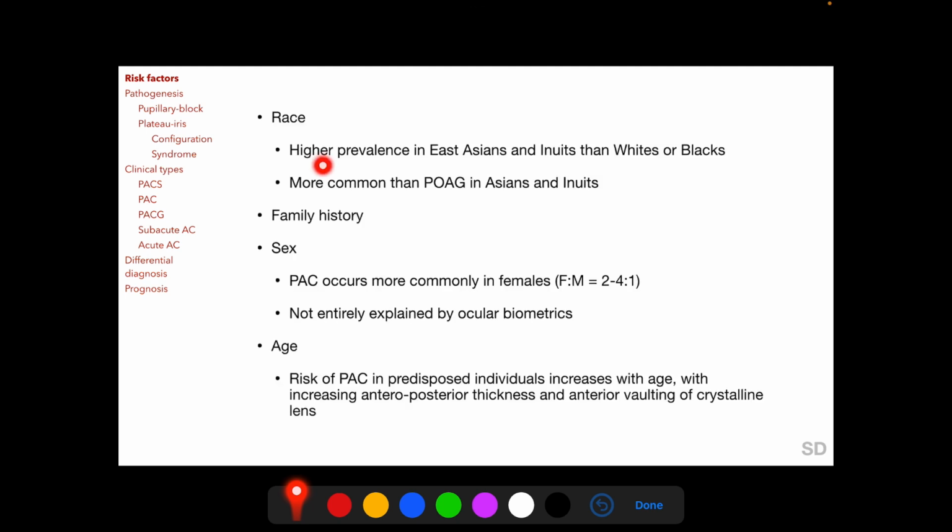Primary angle closure has a higher prevalence in East Asians and Inuits as compared to whites or blacks, and as we have already mentioned, primary angle closure is more common than primary open angle glaucoma in Asians and Inuits. Family history of angle closure predisposes an individual to angle closure, and primary angle closure occurs more commonly in females, but this sex predilection cannot be entirely explained by anatomical predisposition of the eye. Risk of primary angle closure in predisposed individuals increases with age, and this is associated with the increasing anteroposterior thickness and anterior vaulting of the crystalline lens.